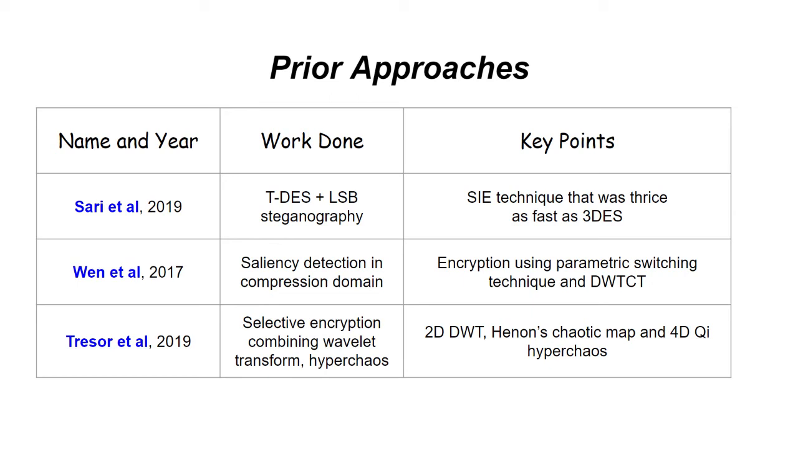Tresser et al. in 2019 used selective encryption combining wavelet transforms and chaos and hyperchaos. So they used 2D DWT, Hennon's chaotic map, and 4D QI hyperchaos. Similarly, this paper is a very comprehensive paper which talks not only about the problems brought on by COVID-19, but how we can solve them using image encryption, why they are so important, and finally presents a very in-depth survey of the same topic.